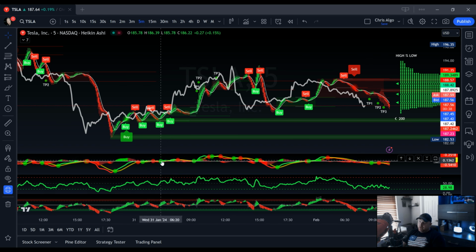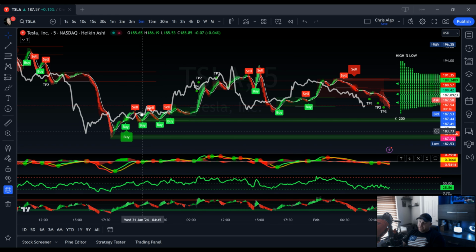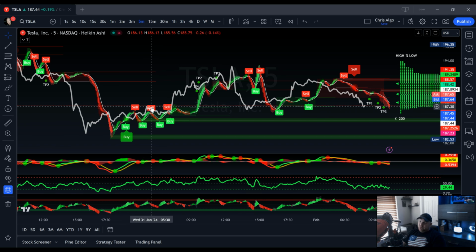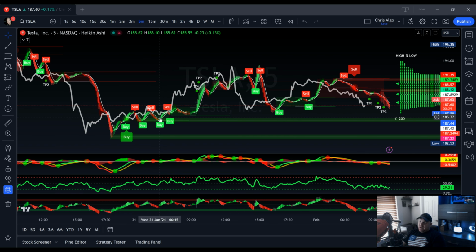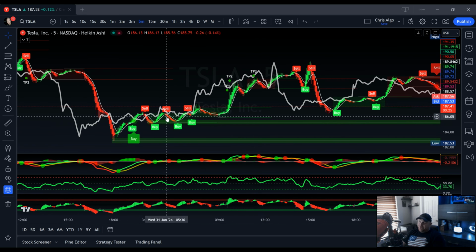Now, right here, obviously, you can see that we had a green dot shortly after. But if you take a look at the lagging span line, the buy, so right here when the buy came in, I don't know where the cloud is.